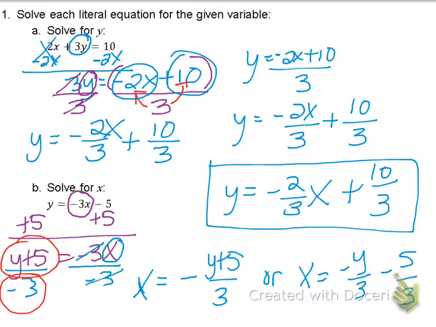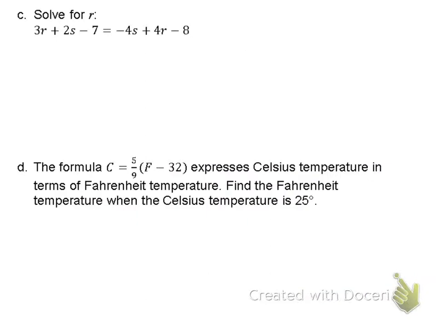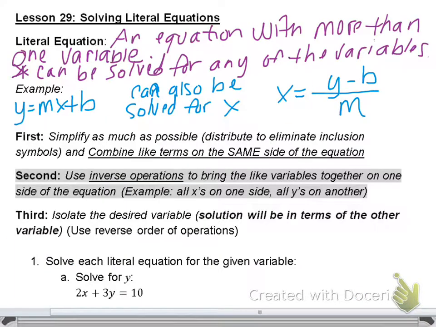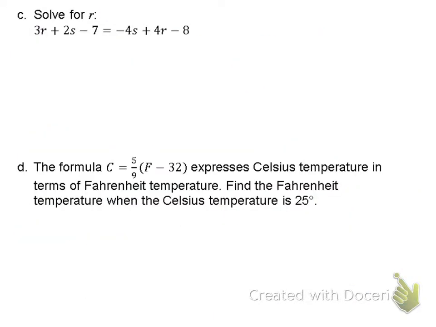Moving on to some more examples. We have solving for r this time. So we're going to go back to our instructions or reminders on the first page here. The first one is to simplify as much as possible, meaning to distribute. There's nothing to distribute in this problem. But it also says to combine like terms on the same side. So we have 3r, 2, and 2s on one side, so no like terms there. We have negative 4s and 4r on the other side, so no like terms there.